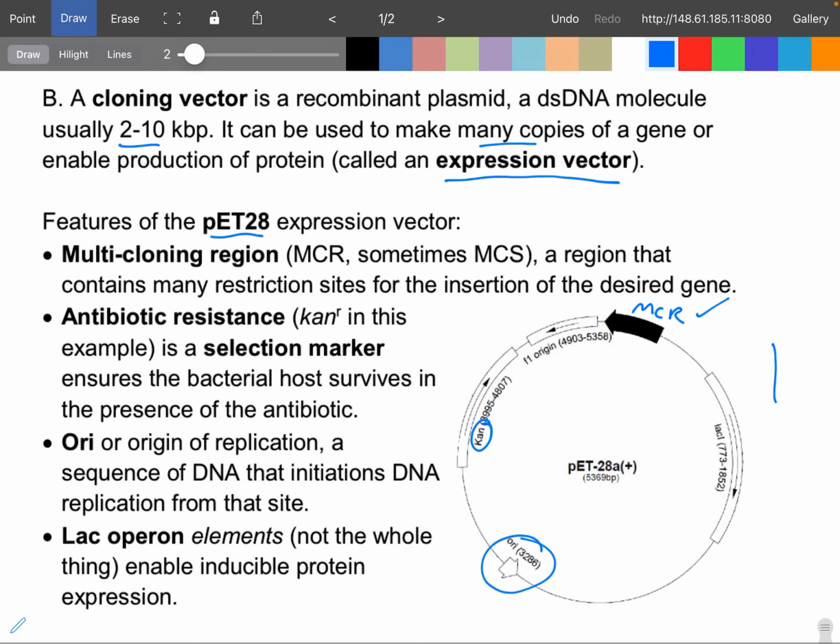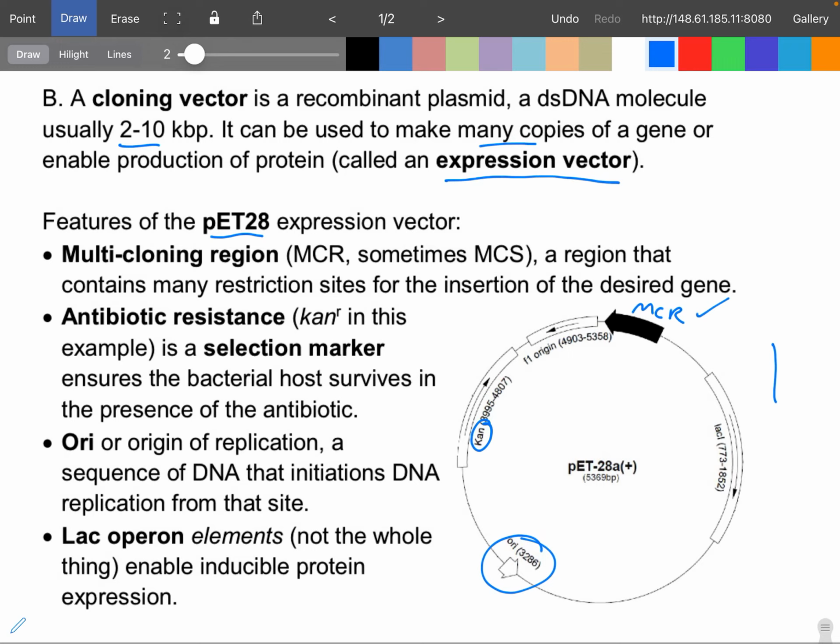This also has an ORI, or an origin of replication. This enables the DNA to be replicated, the plasmid to be replicated, perhaps very, very many times. A lot of times the goal is amplification, and so the origin of replication ensures that very many copies of this plasmid get made when it's inside of a bacterium.